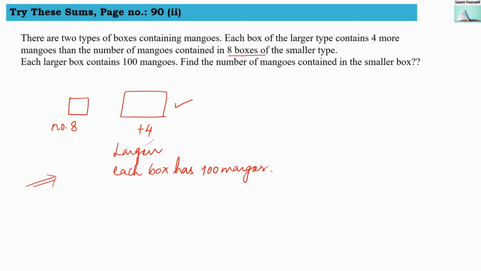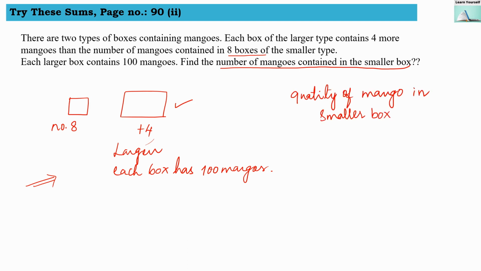Now from this we have to frame an equation. So what do we have to find out here? Find the number of mangoes contained in a smaller box. So in one smaller box, how many mangoes are there, that we have to count. This is our question. That quantity of mangoes in one smaller box, that we have to find out. So let us assume this number as x, because that we have to find out. Now with this x and this information, let us frame an equation.